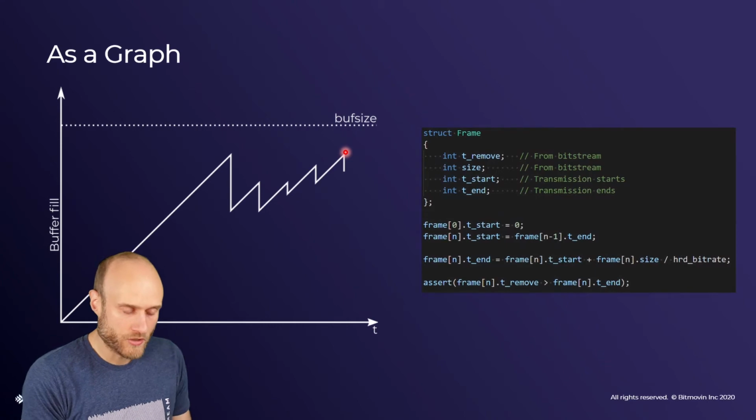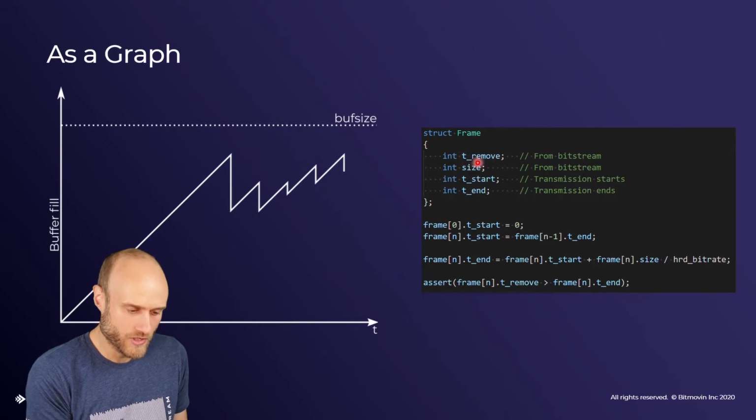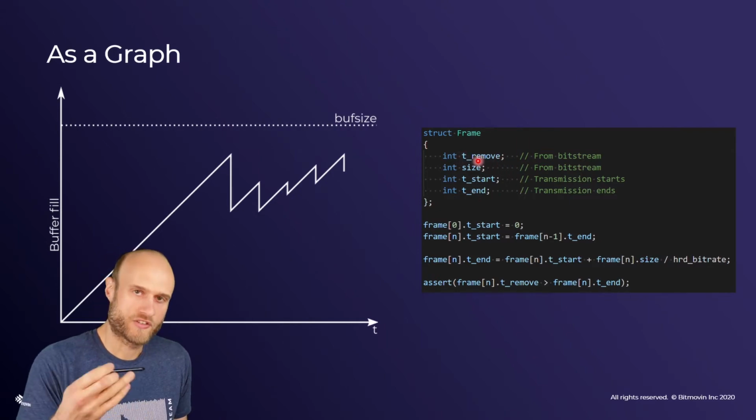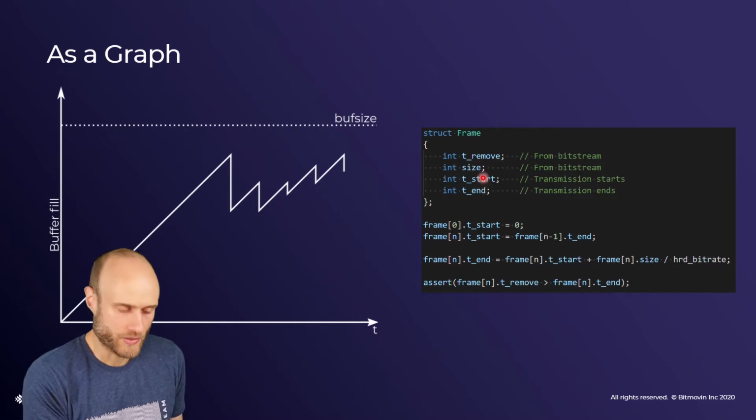That's it. We can also put this into a little bit of pseudo C++ code here. So per frame, we're calculating some values. We have a removal time that we can just get from the bitstream, right? It's a regular grid, so you can just calculate these times. The size we can just read from the bitstream. We just count bits, then we have the size.